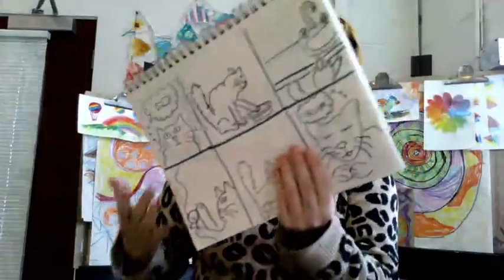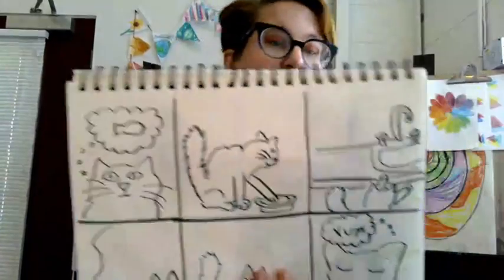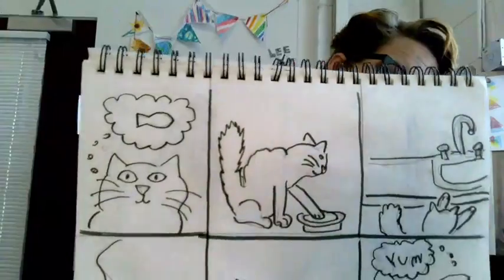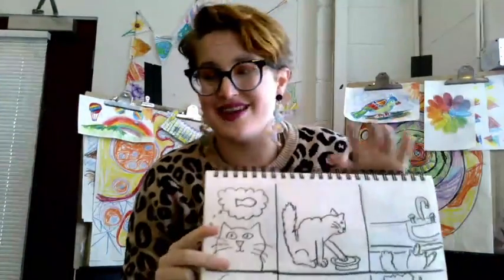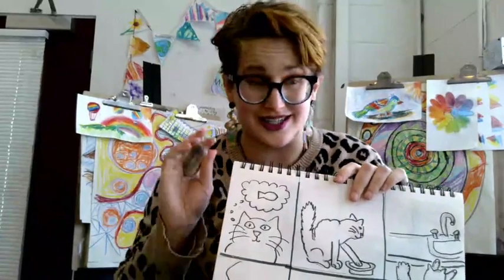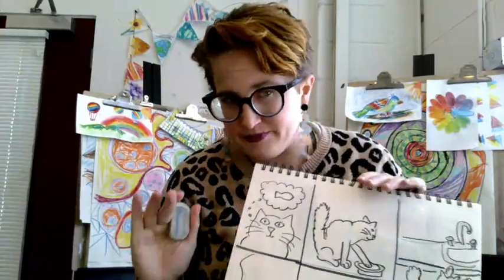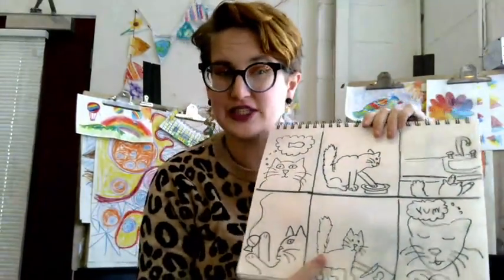Okay, so this is pretty cool, but I think I want to add some color. So first I'm going to erase all of the little scratchy lines, like right here. And then I'm going to grab my markers and add some color to this picture.